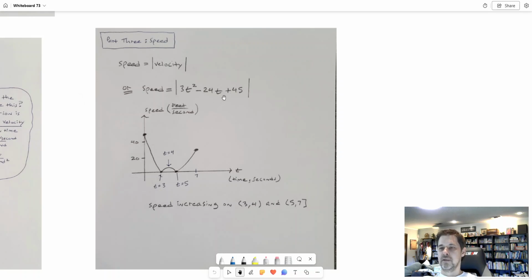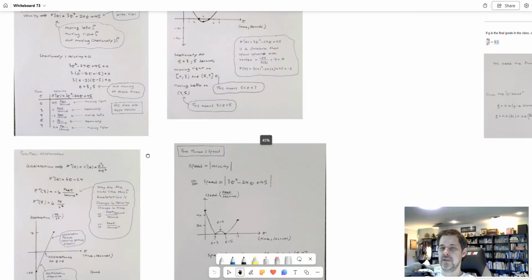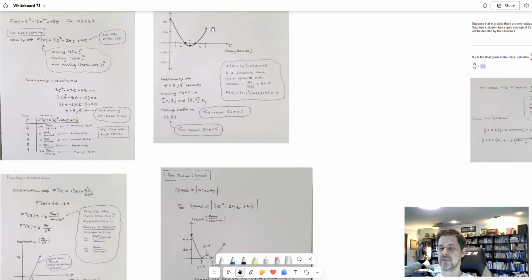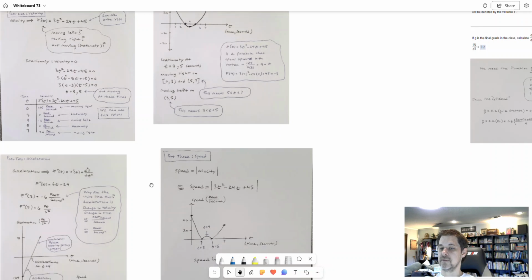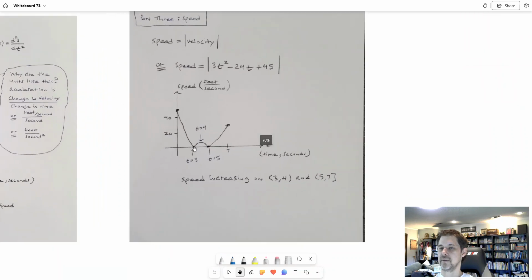Which seems like a kind of strange thing to graph, but I know that it would just be our velocity function, just making all these numbers positive. It wouldn't affect this part of the graph or this part of the graph, but it would reflect this part of the graph across the horizontal axis, because these negative numbers would become positive. So it'll make it look something like that. Okay, so here's your speed. We slow down, we speed up, we slow back down, we speed back up.